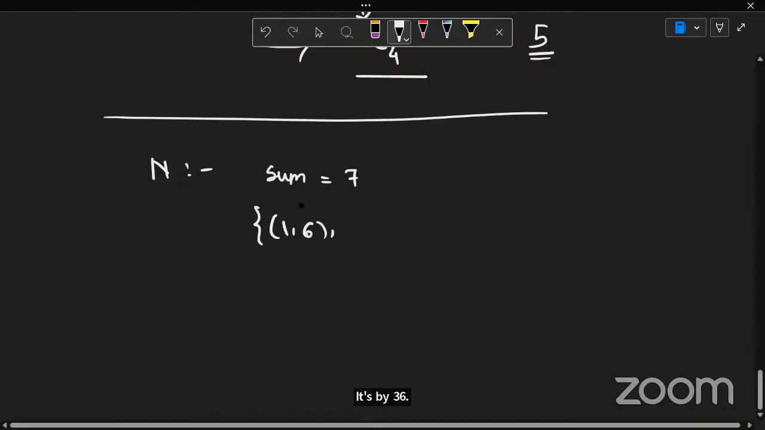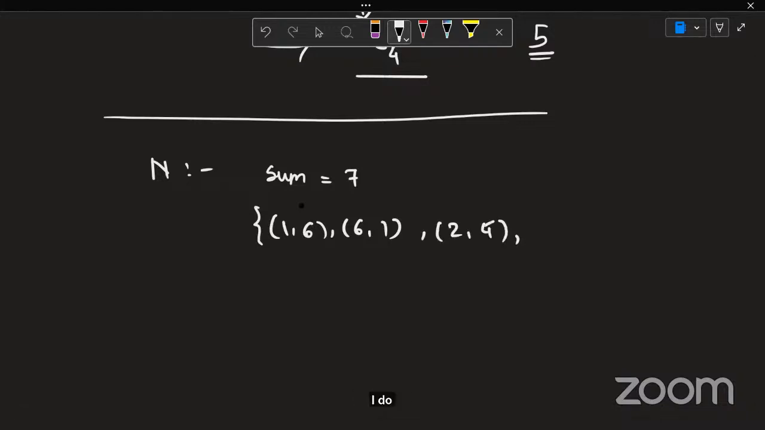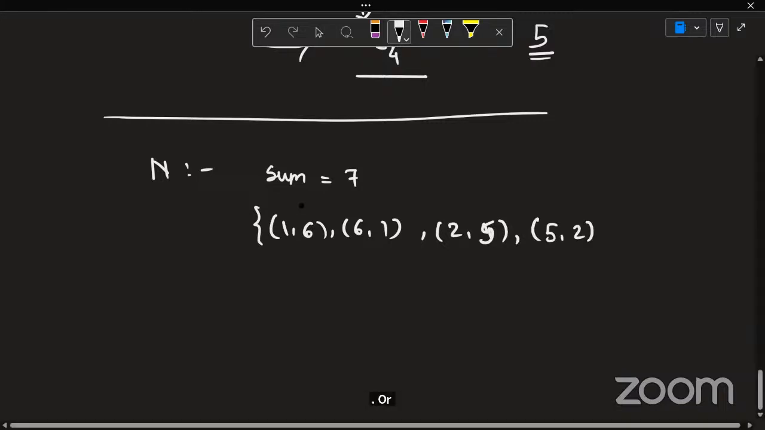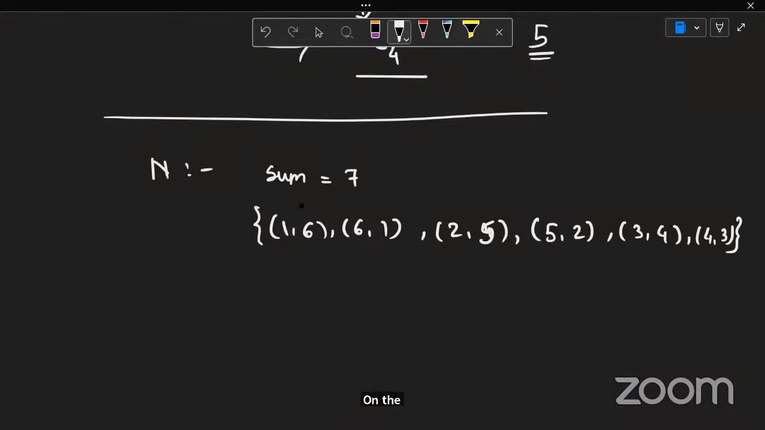1, 6; 6, 1; 5, 2; 2, 5; 4, 3; 3, 4. All the pairs. So these are 6 cases only, right?